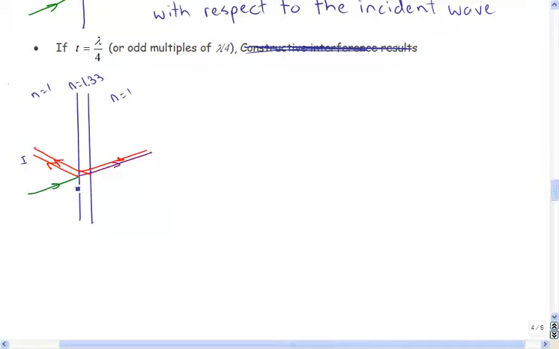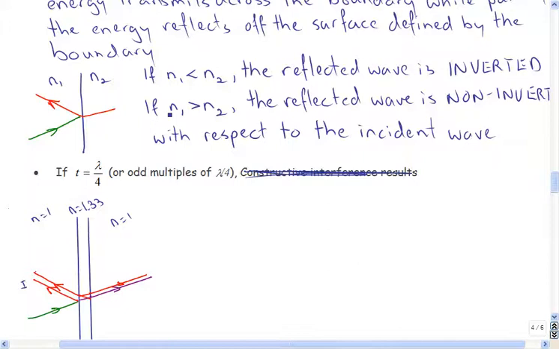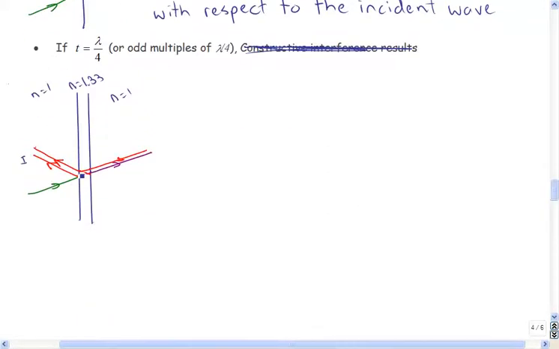The second wave does refract through the boundary, hits the second side of the film, and we've got a new boundary where the N1 is 1.33. The N2 now is 1. So this index of refraction is greater than this one. That's our second case where N1 is greater than N2. It's going to come back non-inverted, and of course it travels across the boundary. Any transmission through a boundary doesn't affect the phase information at all. So this is going to be non-inverted.